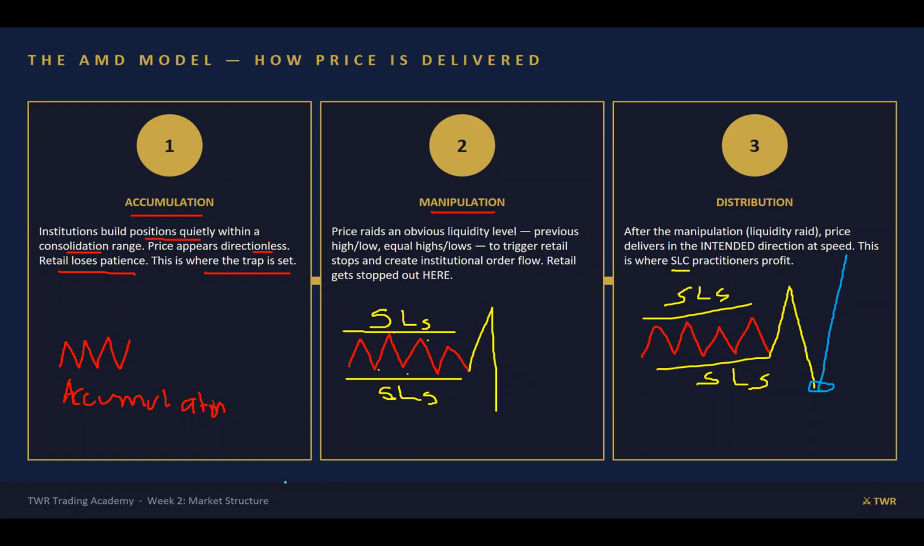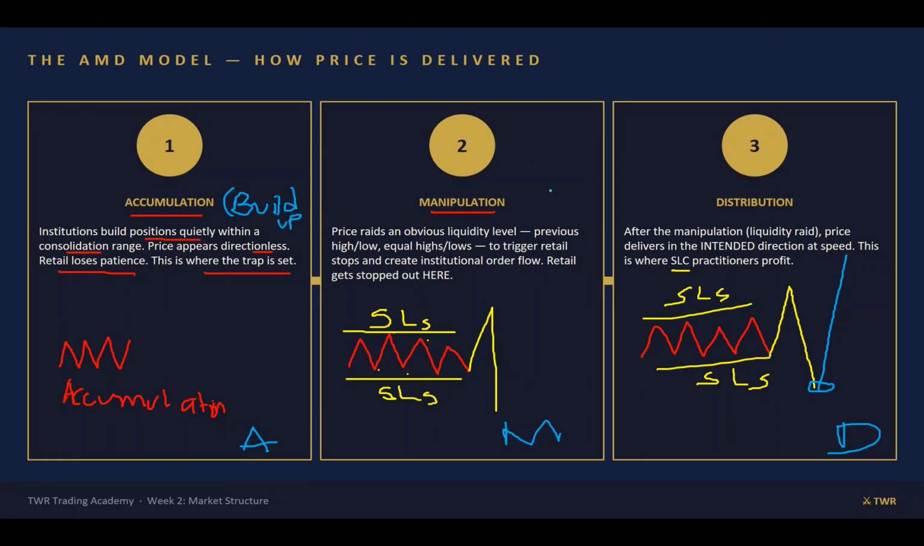So basically, this is AMD. ICT traders call it AMD: accumulation, manipulation, and distribution. This is basically price delivery. Price first builds up liquidity. Accumulation, we can call it the building up of liquidity.